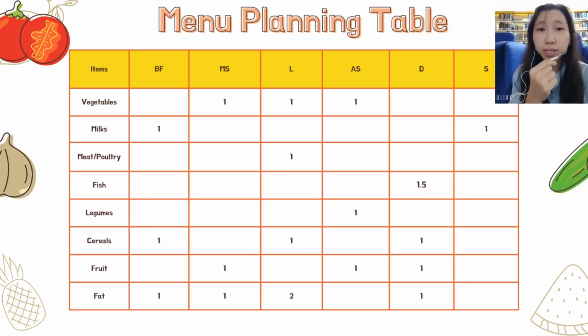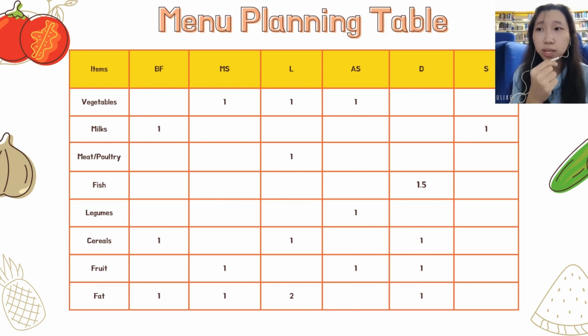Based on the percentages of macronutrients just now, we have plan one of the table of menu planning for May, which is for the breakfast. May will take 1 serving of milk, 1 serving of cereal, 1 serving of fat. Until morning snack, she will take 1 serving of vegetables, 1 serving of fruit, 1 serving of fat.